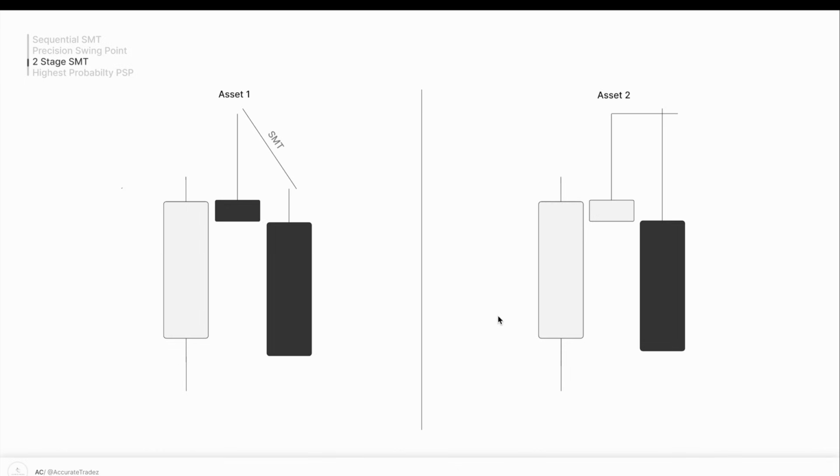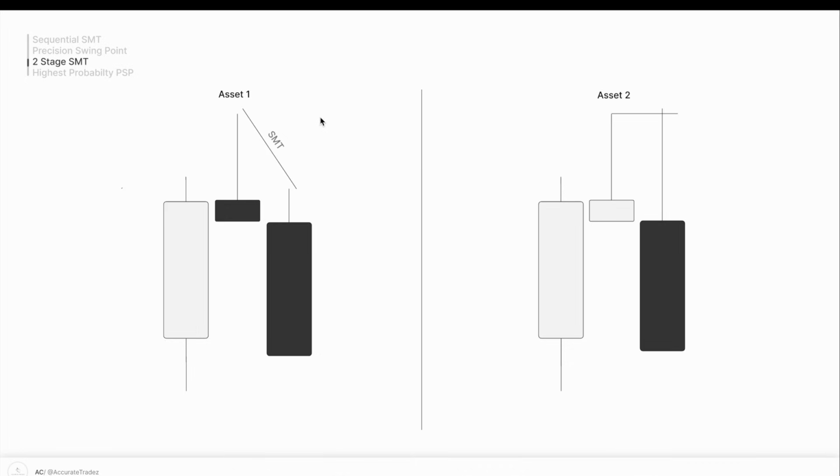Now, two-stage SMT, you can see right here, the asset that made the bearish close on this swing formation creates a failure swing on candle 3 here, not taking out candle 2, while this asset right here takes out candle 2 and forms that SMT. So this is a two-stage SMT.